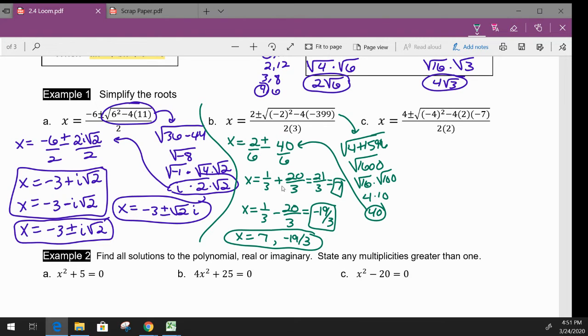Over here, though, we did not have any imaginary or irrational numbers, which means we can keep going and add and subtract the 20/3 to the 1/3. All right, next example.